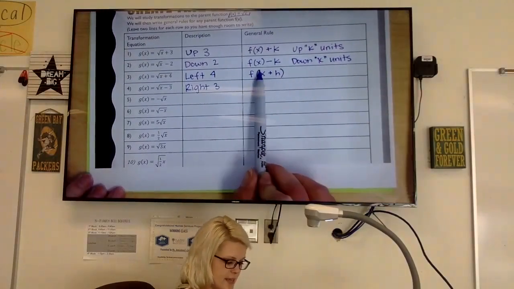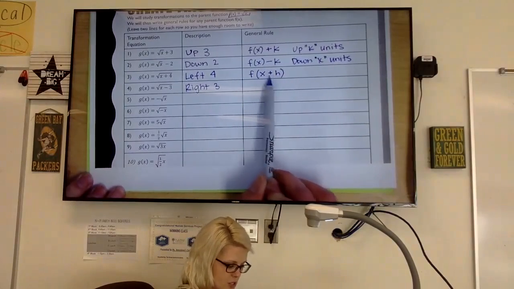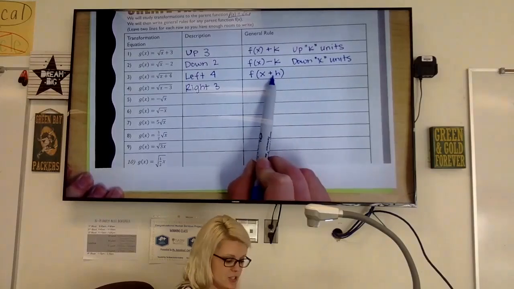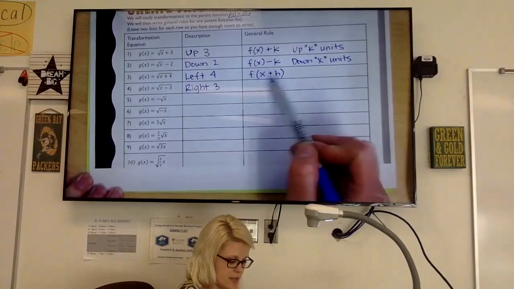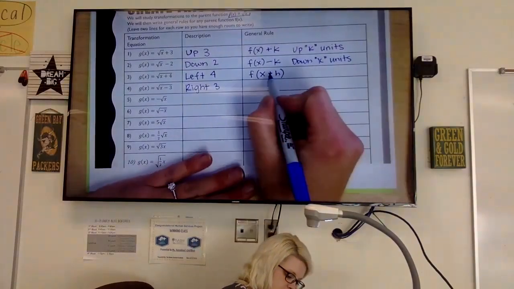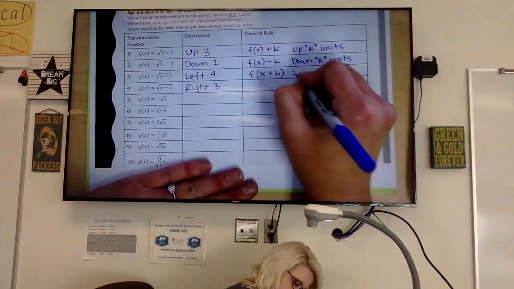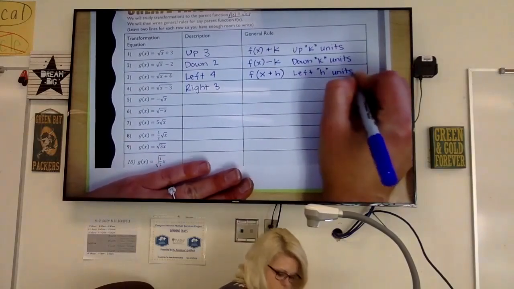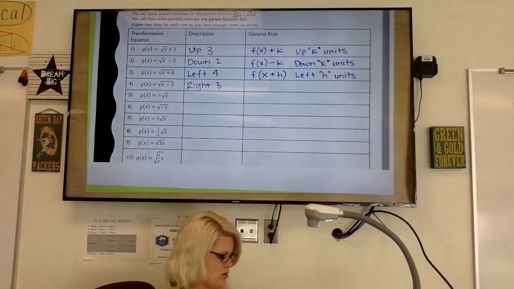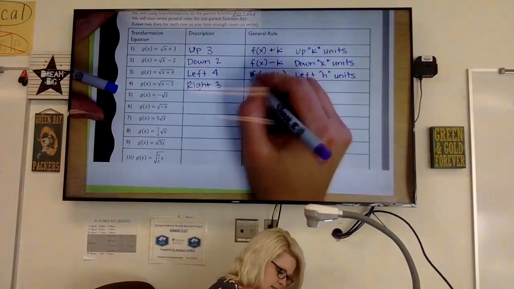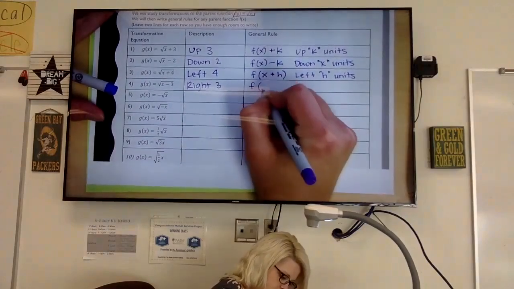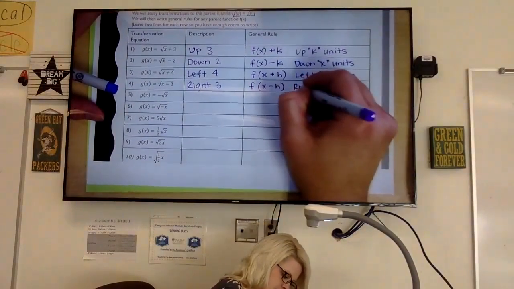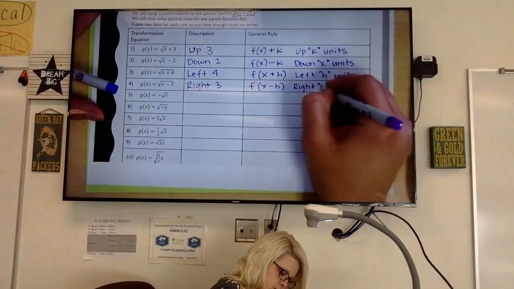So this is just trying to say if you see a number has been added inside the function, it's no longer just f of x, it's f of x plus h. That means something's changed inside the function when we put it in the parentheses like that. So if I see a number added inside, that's going to move us left that many units. And then if I see a number subtracted on the inside, that would look like f of x minus h. A negative means right that many units.